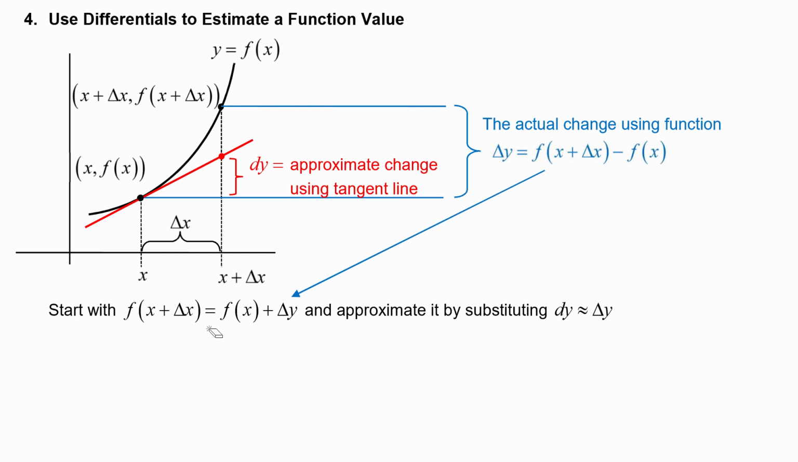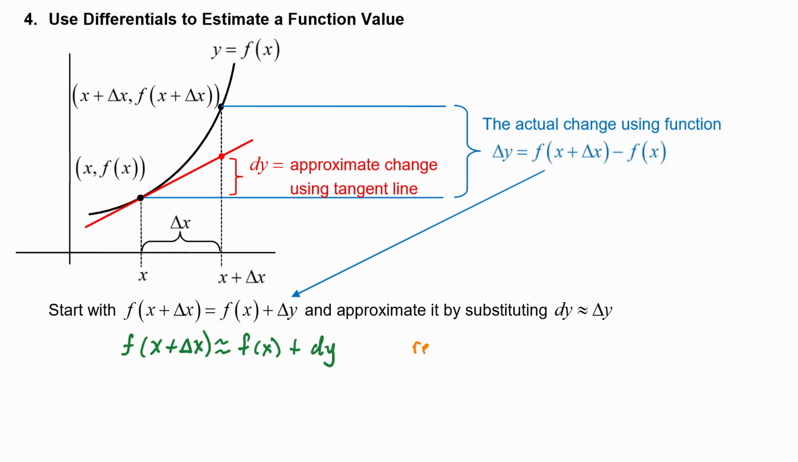Now this is an equality, but we could approximate by substituting dy for delta y. Then what we would have is f of x plus delta x is now approximately equal to f of x plus dy. And the equal sign had to change into approximately equals because dy is only approximately equal to delta y. So when we made this substitution, the equal sign changed to approximately equals.